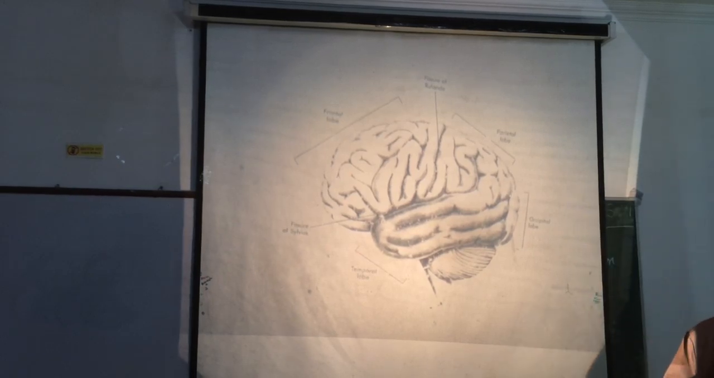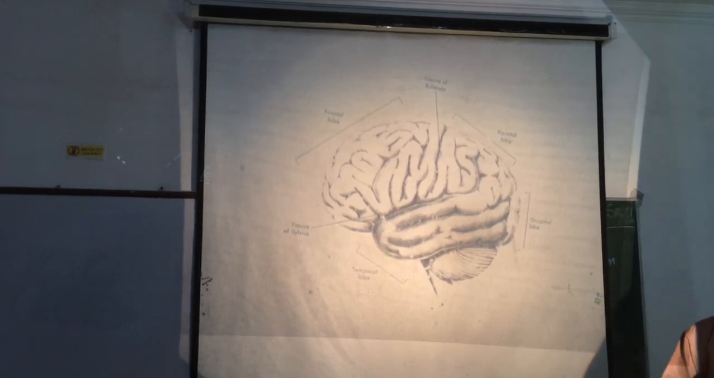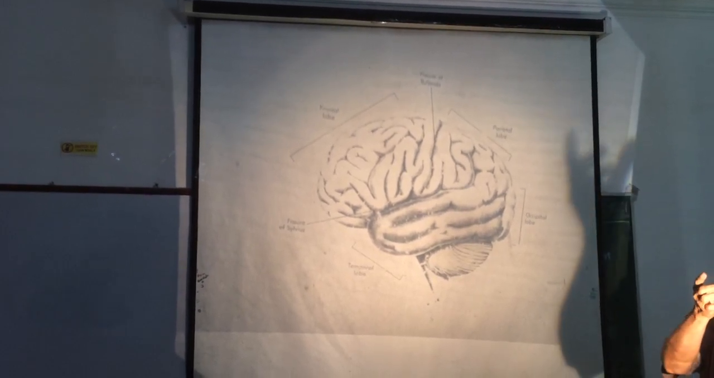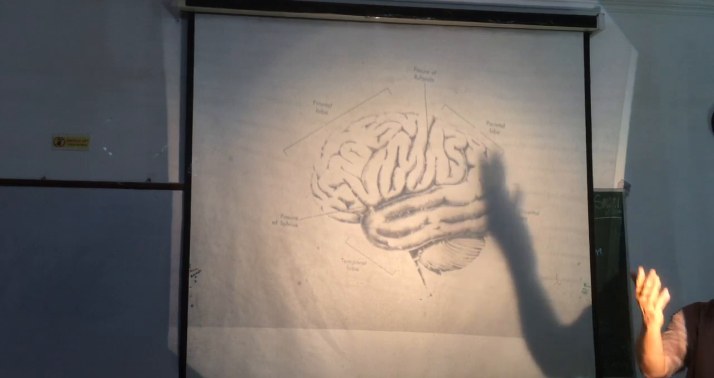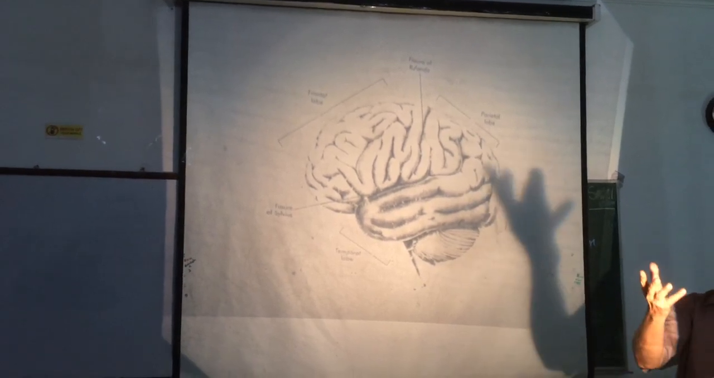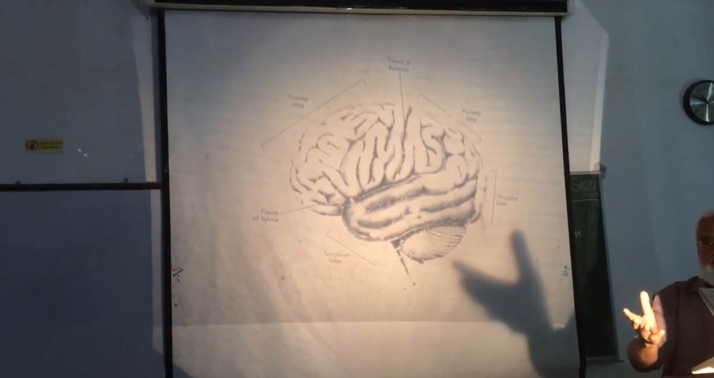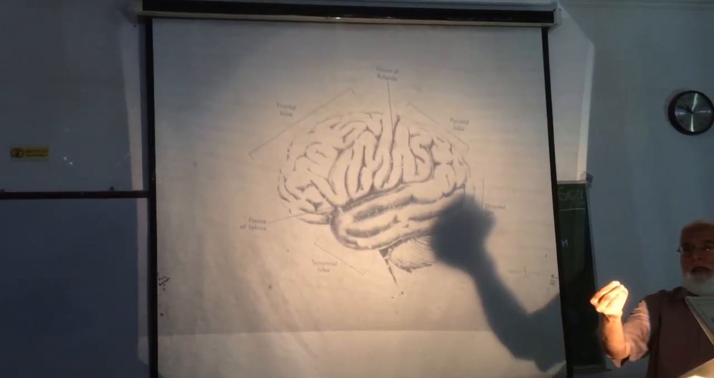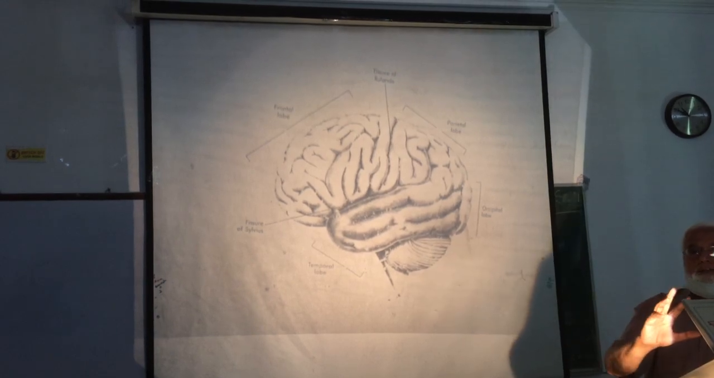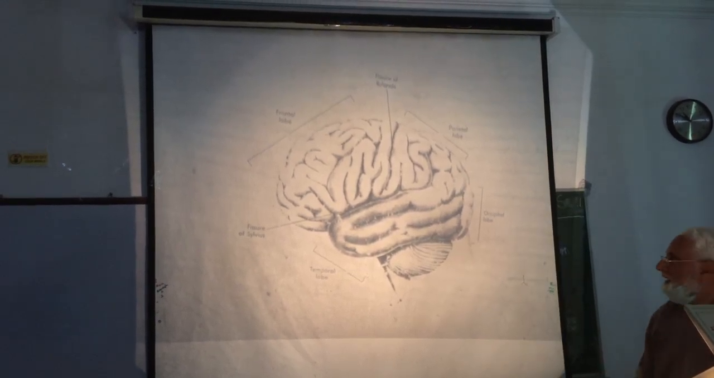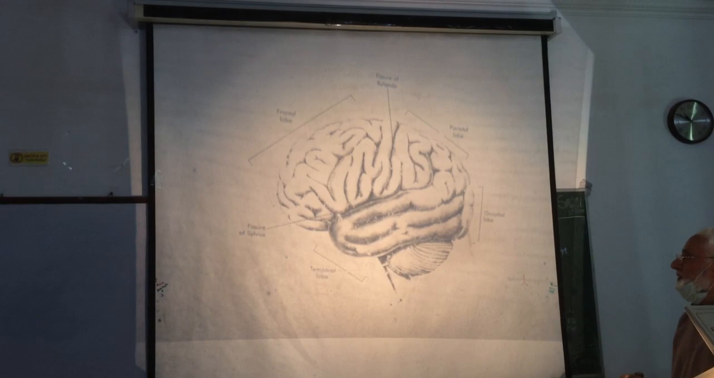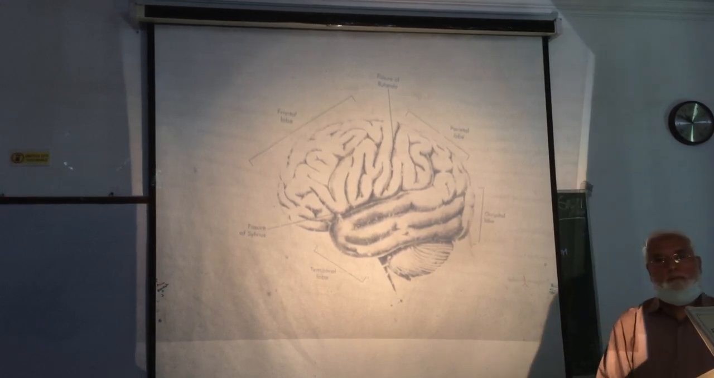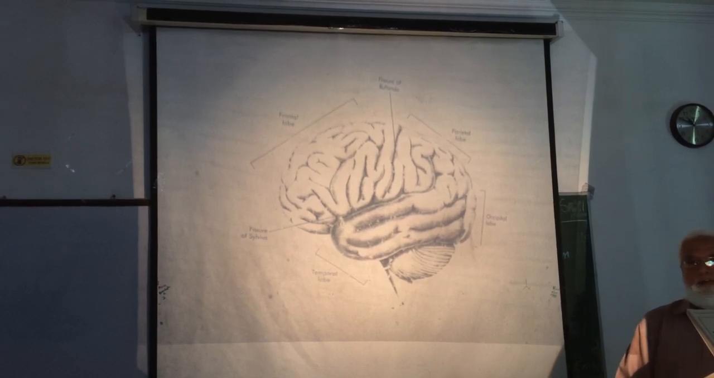Now, if you see the medial surface of the cerebral hemispheres, we see a radiating or fan-like structure consisting of nerve fibers which enter and leave the cerebral cortex. So corona radiata is a fan-shaped structure of nerve fibers which enter and leave the cerebral cortex.